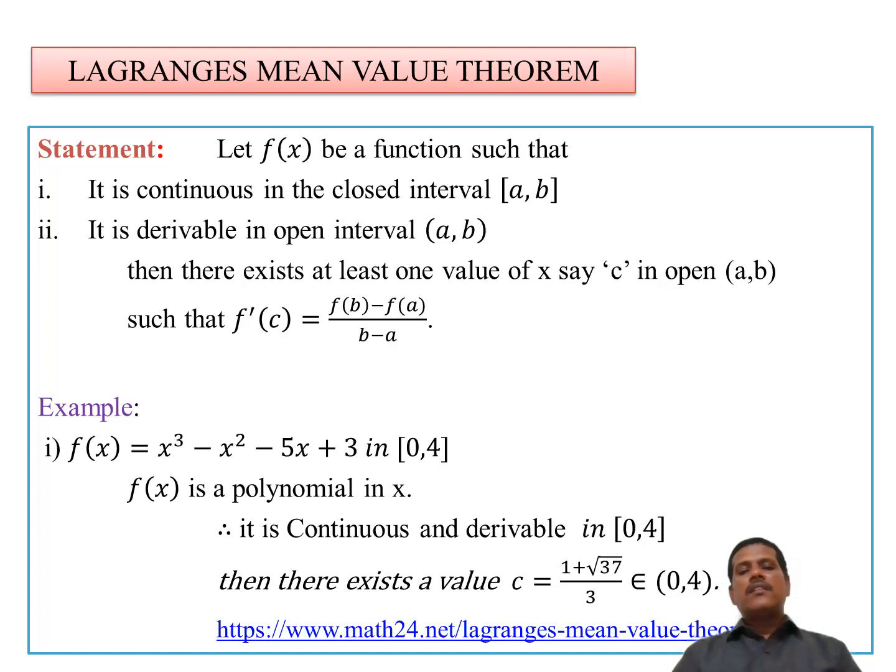In this case, this polynomial is a differentiable function. So it is continuous in the closed interval 0 comma 4, and it is derivable in the open interval 0 comma 4. Then there exists a value c equals 1 plus root 37 by 3. It belongs to the open interval 0 comma 4. Hence the conditions of Lagrange's theorem are satisfied. So this theorem is verified for this function.